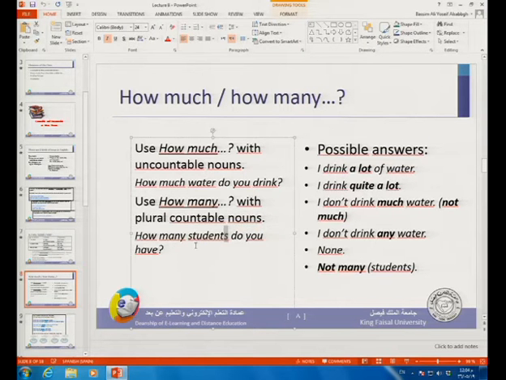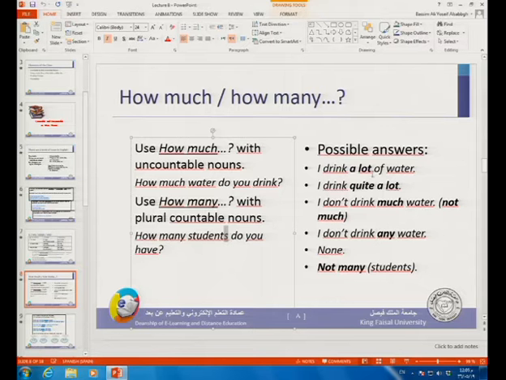Can I say how many students? No. How many students do you have? A possible answer to this, for how much water do you drink, is: I drink a lot of water. I drink quite a lot. I don't drink much water. Not much. I don't drink any water.